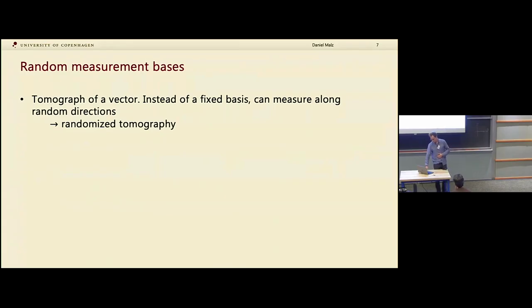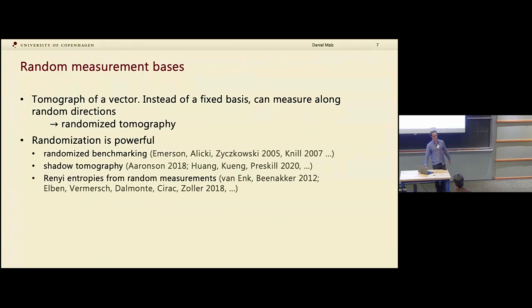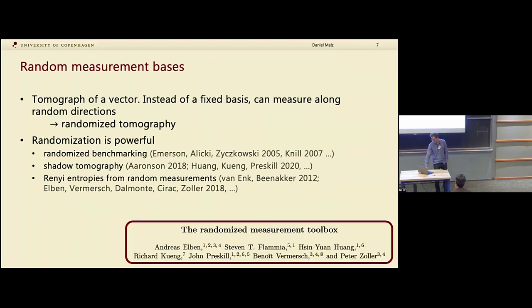So maybe I don't have to be so strategic and pick specific unitaries. Maybe I can just do random stuff. And people have thought about randomization a lot. These conferences are evidence of this. There's a lot of things that you can do with randomization. I'm not going to explain all of them, but I guess you also know there's randomized benchmarking, shadow tomography. You can also get Renyi entropies from randomized measurements. Many of the people who did this work are in the audience. And there's a nice review article if you're interested in these things.